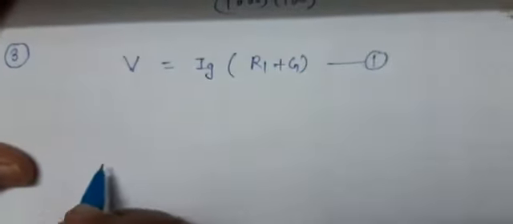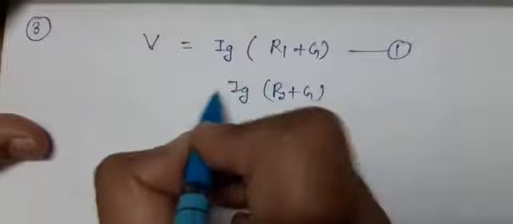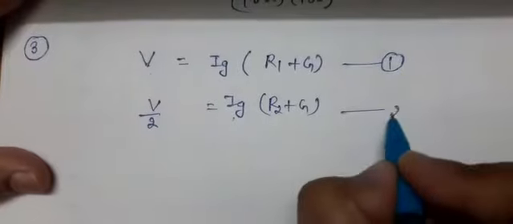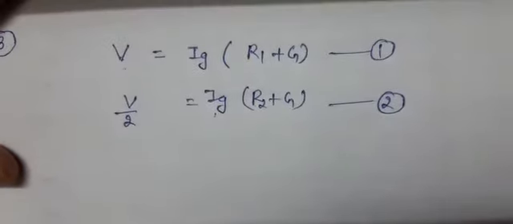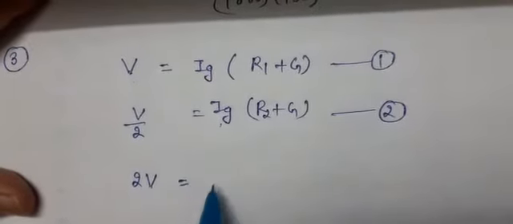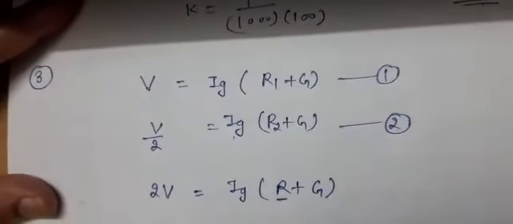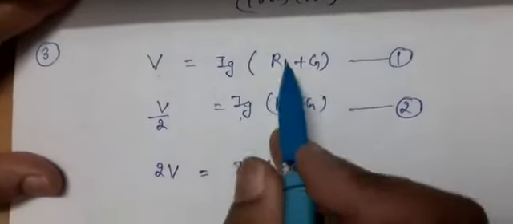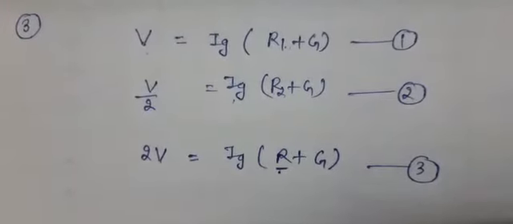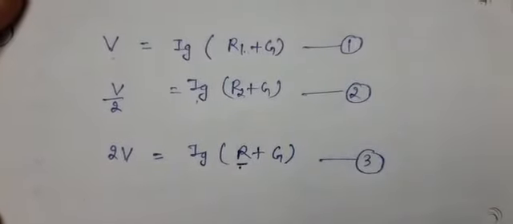Let it be equation first. Second equation: when R2 is connected in series with the same galvanometer, the potential difference measured is V by 2. Now the third point, which is unknown: to measure a voltage of 2V, what should be the value of the resistance that should be connected in series with G? That means we have to find this R in terms of R1 and R2. So we have written the basic three equations on the basis of the statement. Now we just have to rearrange and solve these equations.